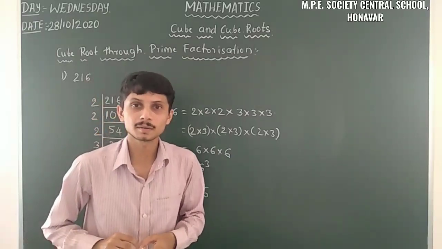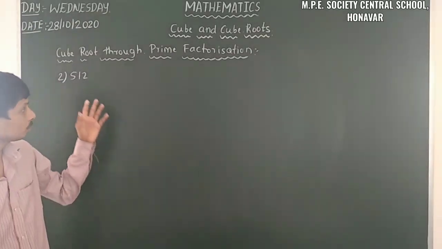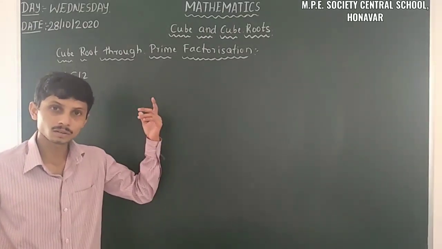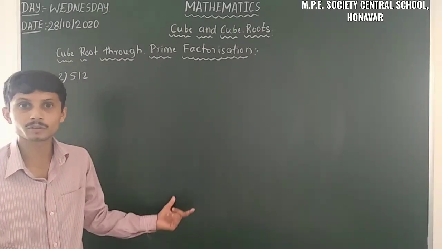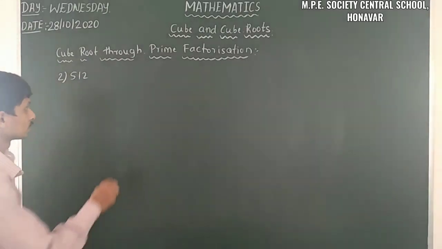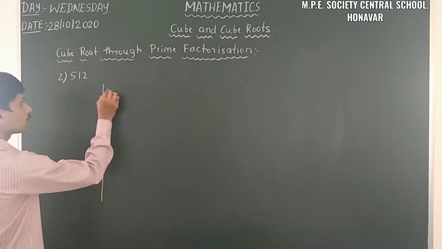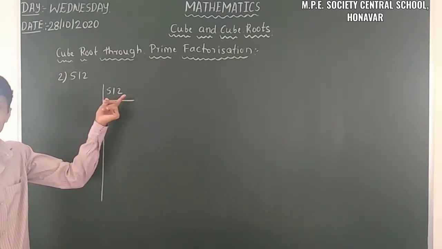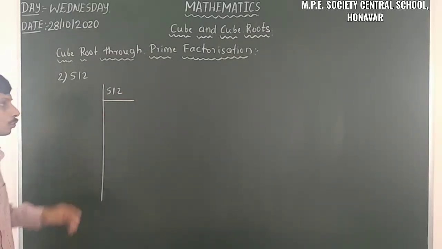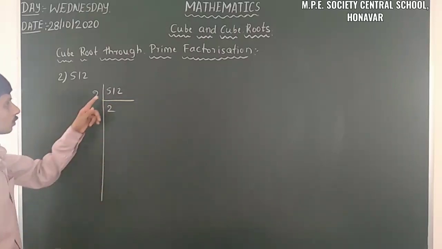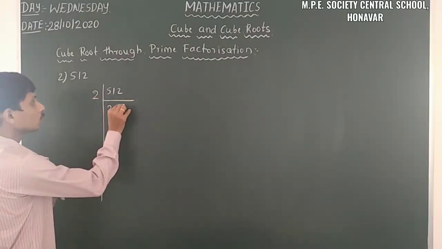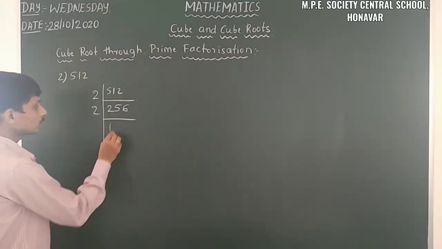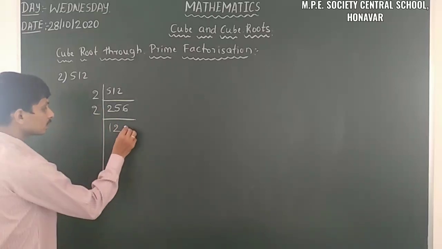So let us take another example here. This is the second problem: 512. We take the same procedure. You have to continuously divide by the prime factors. Let us take 512. Firstly, it is an even number, so we divide by 2. 2 into 2 and 1 remains, 2 into 5 and 2 into 6, 256, and then 2 into 1, 2 into 2 and 1 remains, 2 into 8.